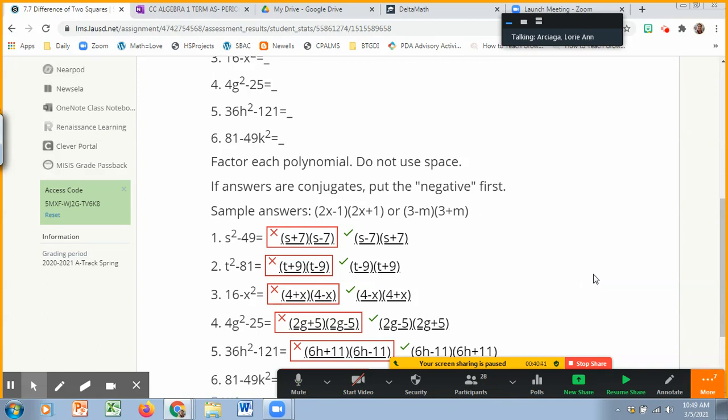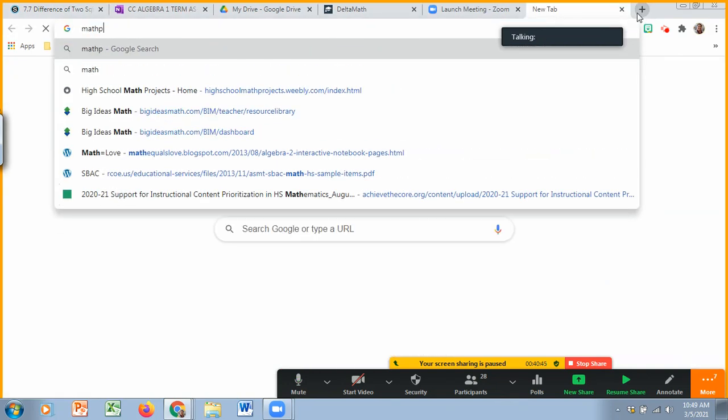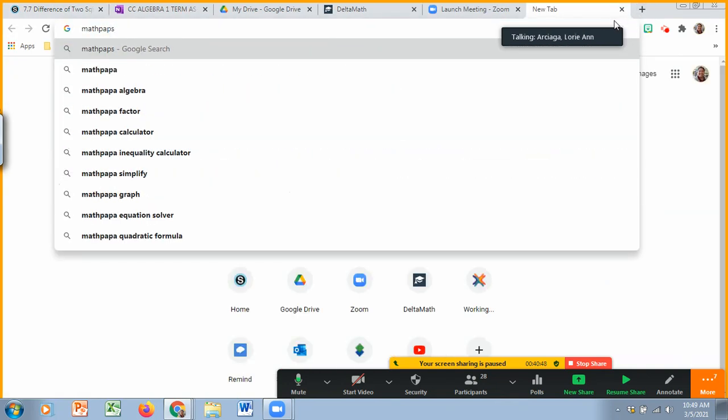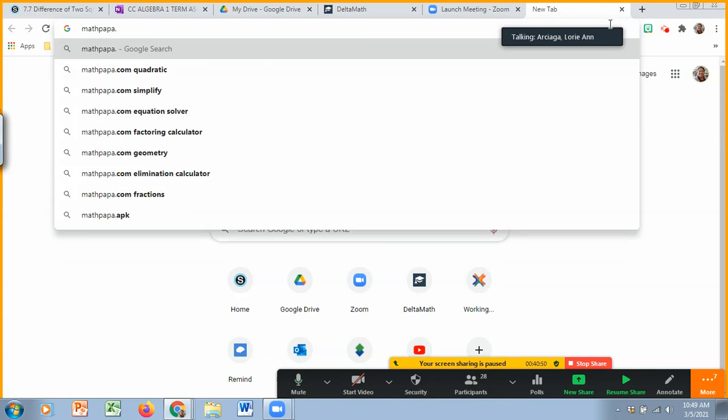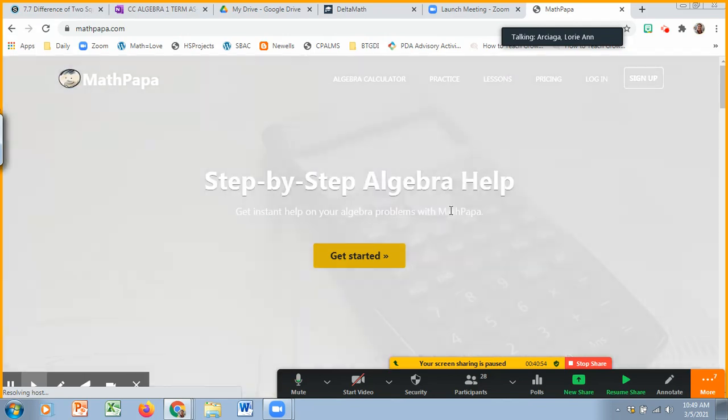Okay. Mathpapa.com. For real? It's not going to give my computer some virus? Does it factor it directly?